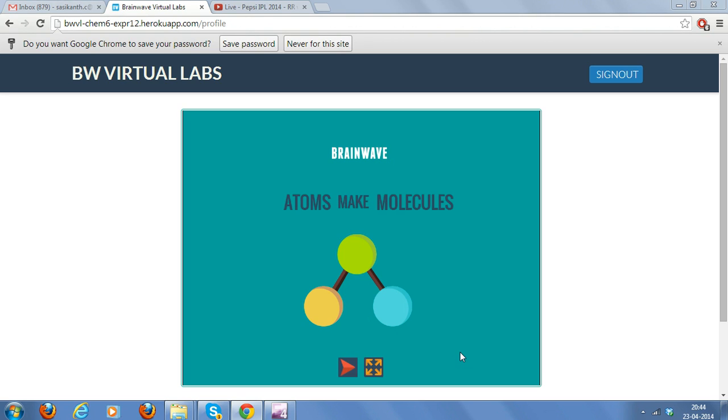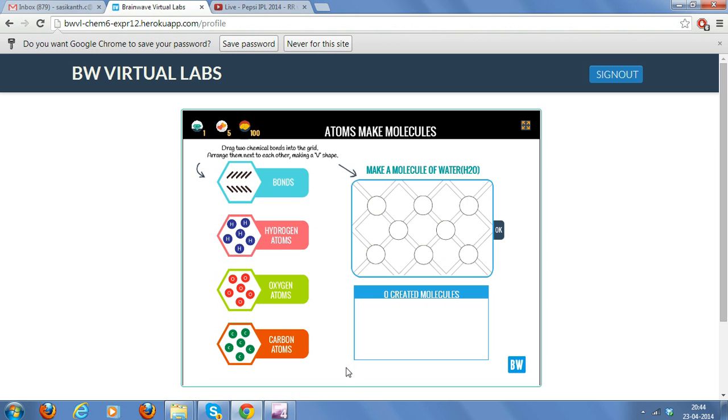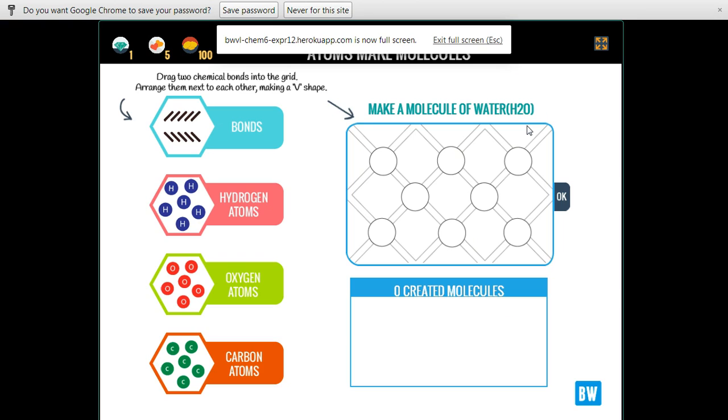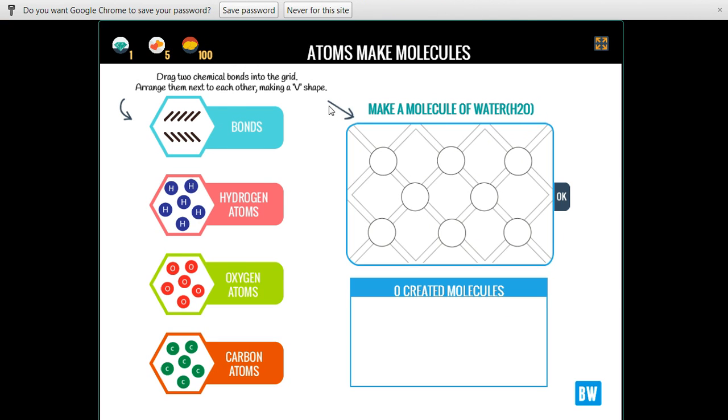Okay, this is another simple experiment to understand how molecules are formed from atoms. Of course, this is more of an activity than a game. It's an interactive activity. It lets the child learn by doing. So there are prompts here as usual. I am in the full screen mode, so it asks me to drag two chemical bonds.